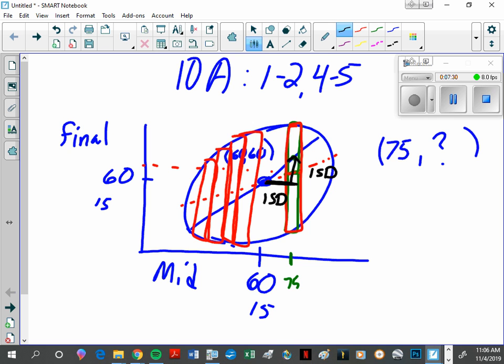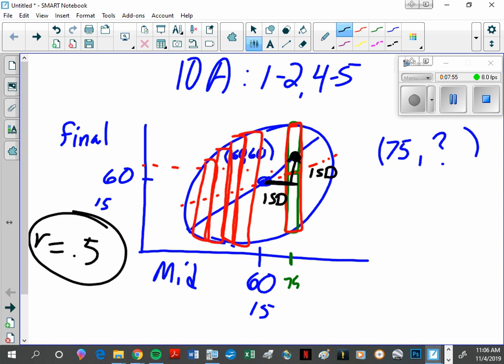Right. Our estimate is going to be wrong. So this estimate right here is wrong. Why is it wrong? Because our graph is egg-shaped. And the more egg-shaped the scatter plot is, the further your prediction is going to be off.